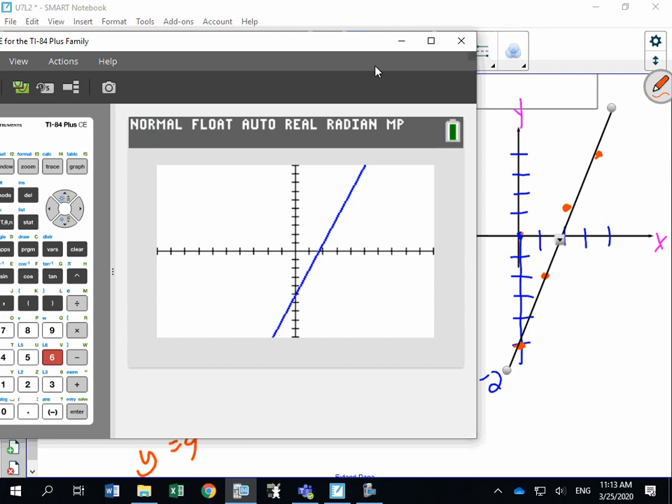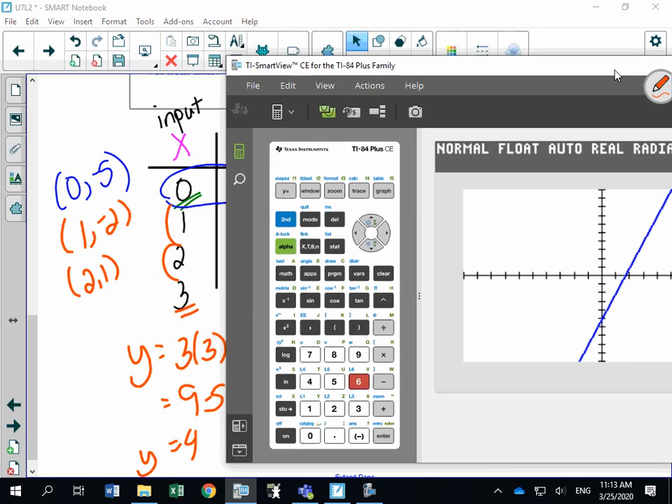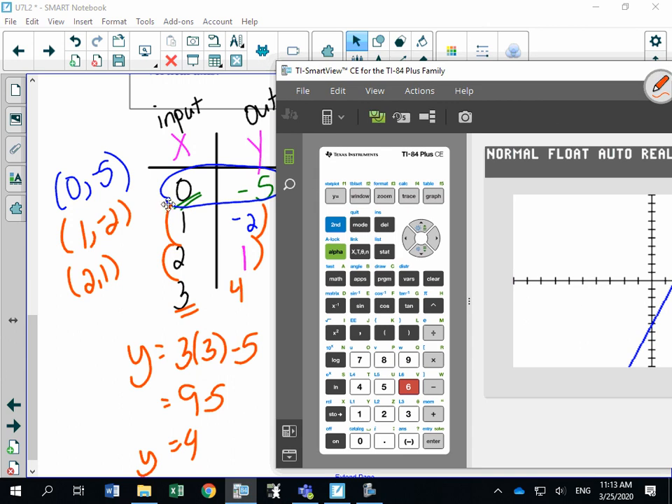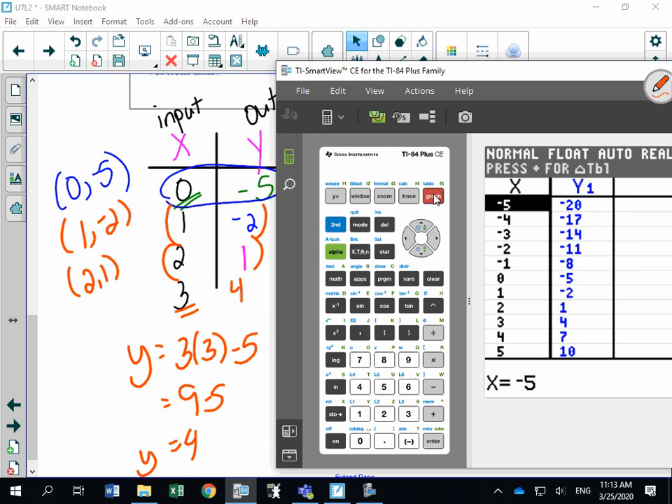Then what's even better is you could get a table of values from here. So we know that when x was 0, y was negative 5. Like we calculated all this, right? Let's double check that I was right. Second function, and you're going to hit graph because you see above it says the word table. And look at this. Here's your table of values. When x is 0, it says y is negative 5. When x is 3, y is 4.